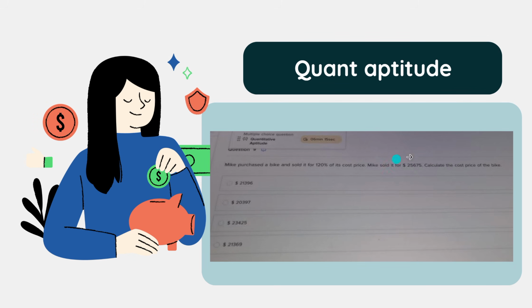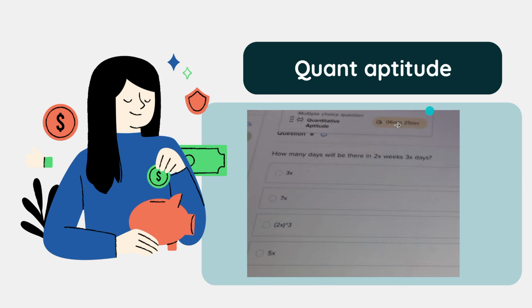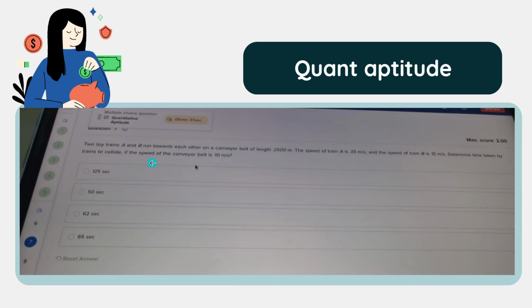This is from quant aptitude. Put it in the comment section if you get the answer. How many days will be there in 2x weeks, 3x days? These are the options. We are moving to the next question.